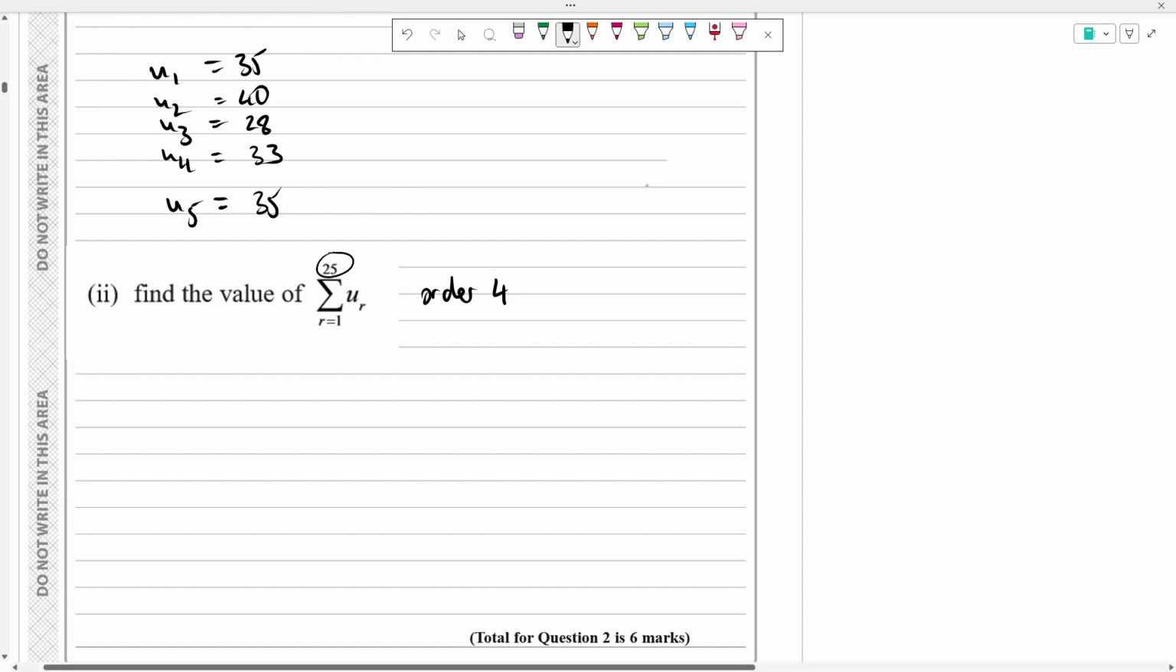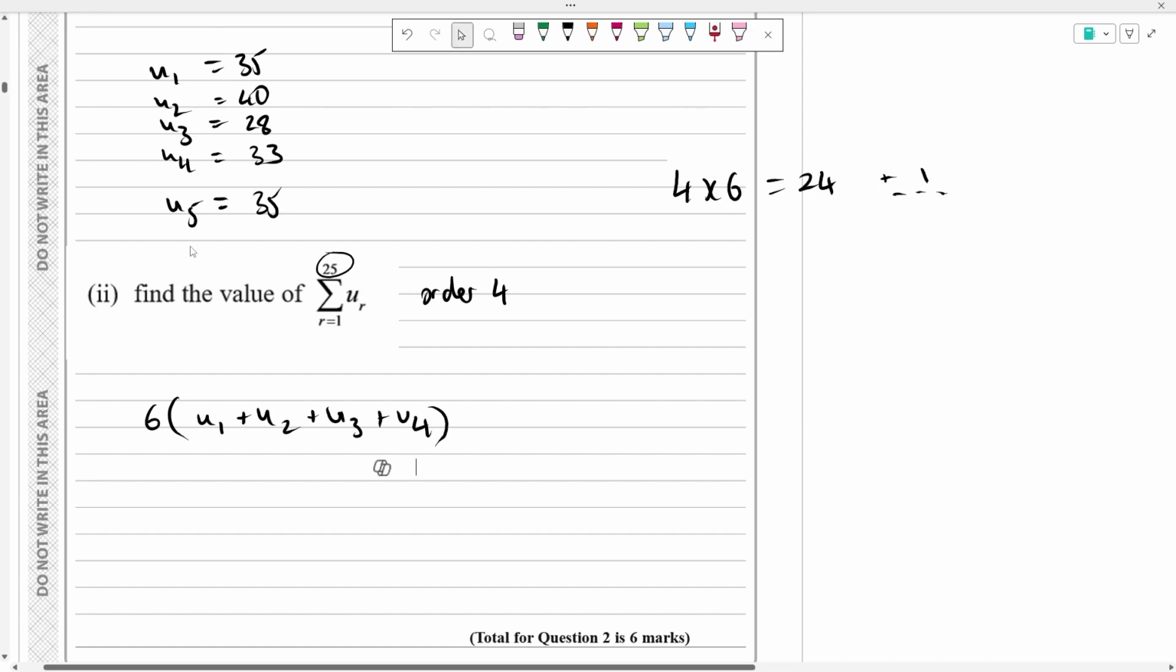So when we have 25 terms, within the 25 terms, how many 4s do we have? Well, 4 times 6 gives us 24, right? And then we have a little bit of excess. So that essentially means we have 6 of these, and then we just have 1 of these. So what we can do is 6 times u1 plus u2 plus u3 plus u4, because we know it's just going to repeat anyways.